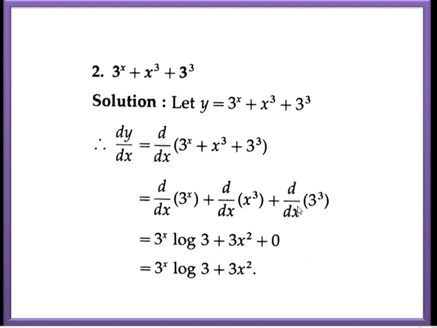Why? Derivative measures the rate of change. A constant is one which does not change. So the derivative of any constant will be 0. So what is the final answer? 3 raised to x log 3 plus 3x squared.